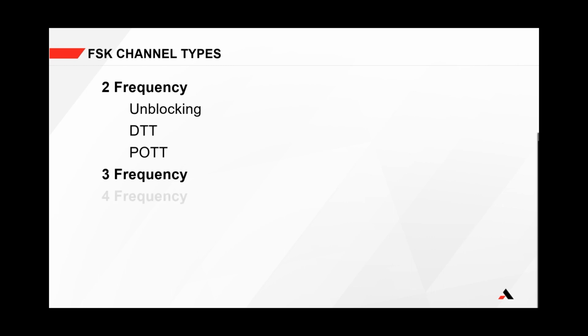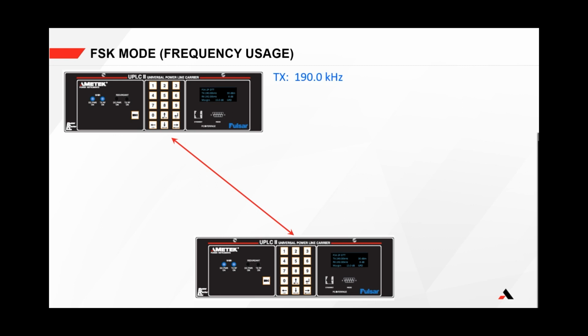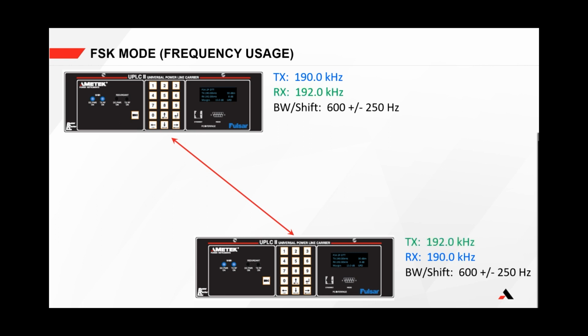When programming a UPLC, the type of FSK function must be selected. These are divided into three major types: 2-frequency, which has three subtypes: unblocking, direct transfer trip, and POTT; 3-frequency; and 4-frequency. Regardless of the FSK function, the transmit frequency, bandwidth, and shift programmed into a UPLC at one end should match the receive frequency, bandwidth, and shift programmed at the other end, and vice versa. Also, the shift up to trip option needs to be programmed the same way at both ends when using 2-frequency operation. When using a frequency selective meter, you should dial in the specific frequency based on the UPLC programmed frequency plus or minus the shift.